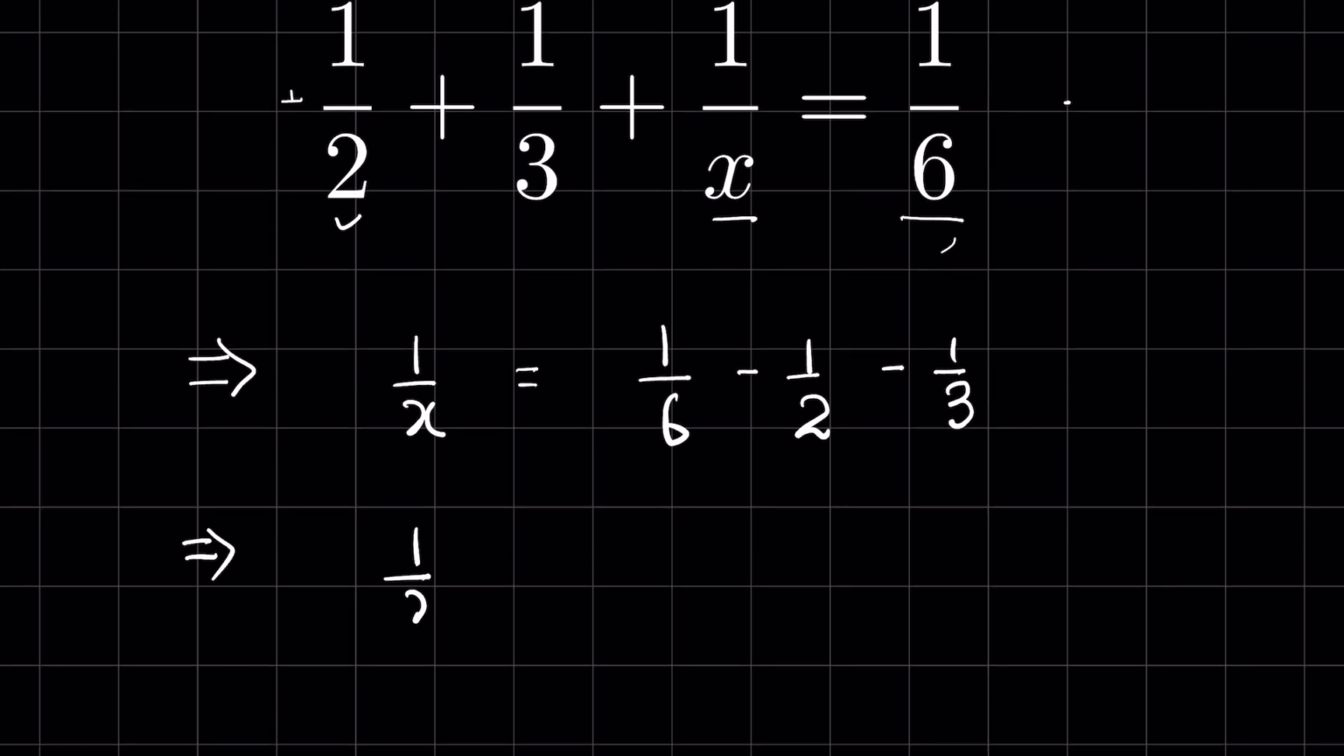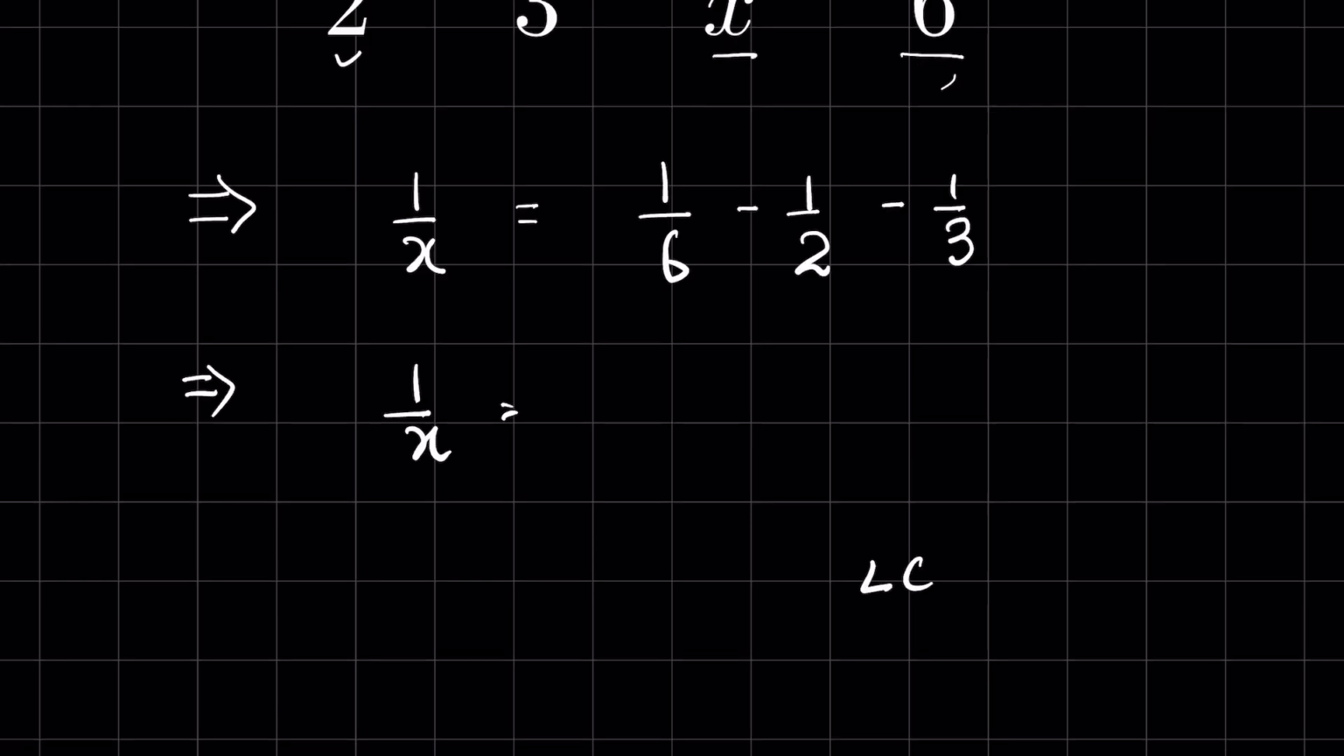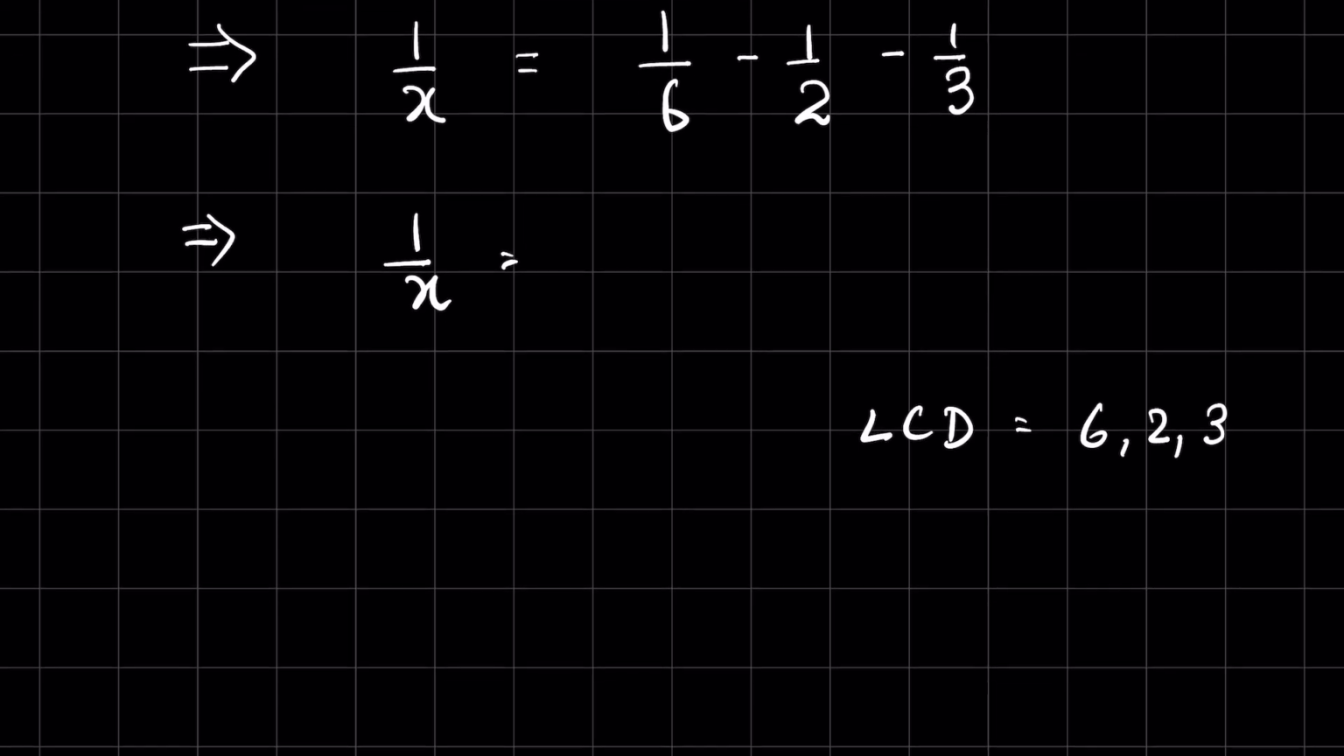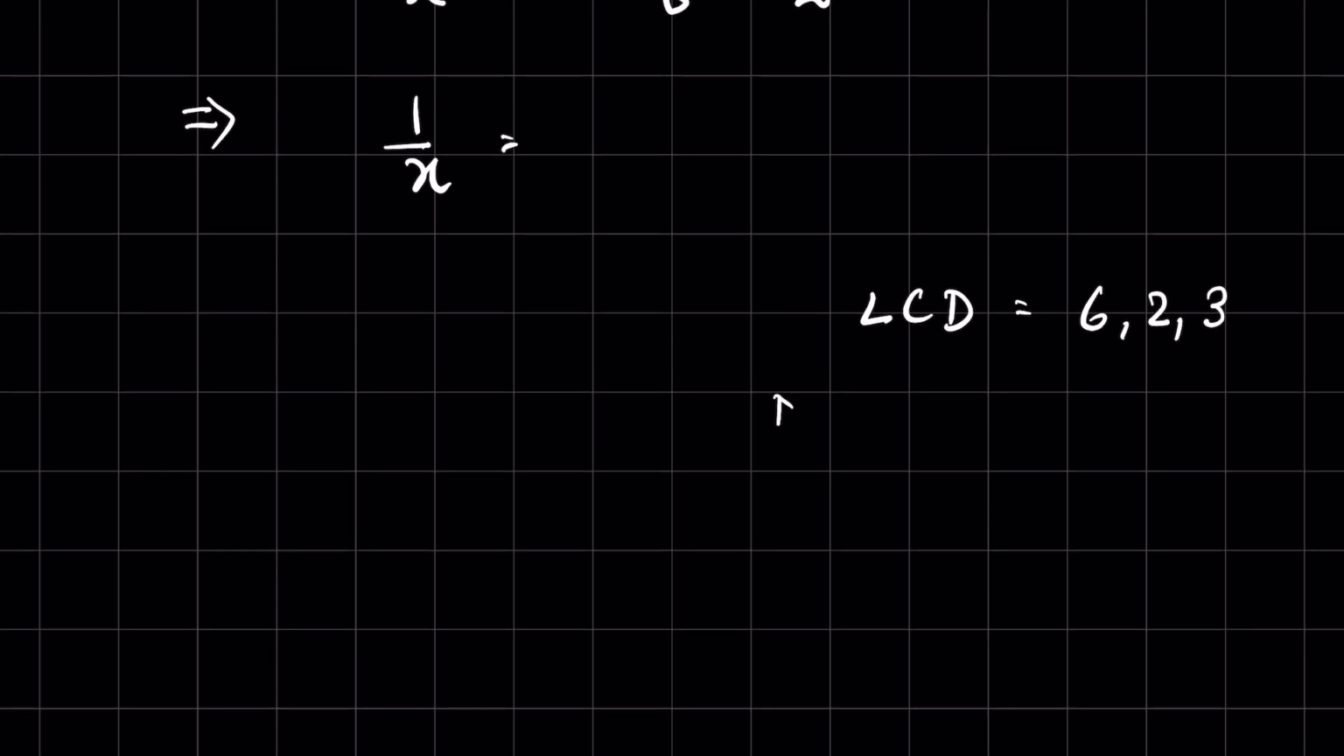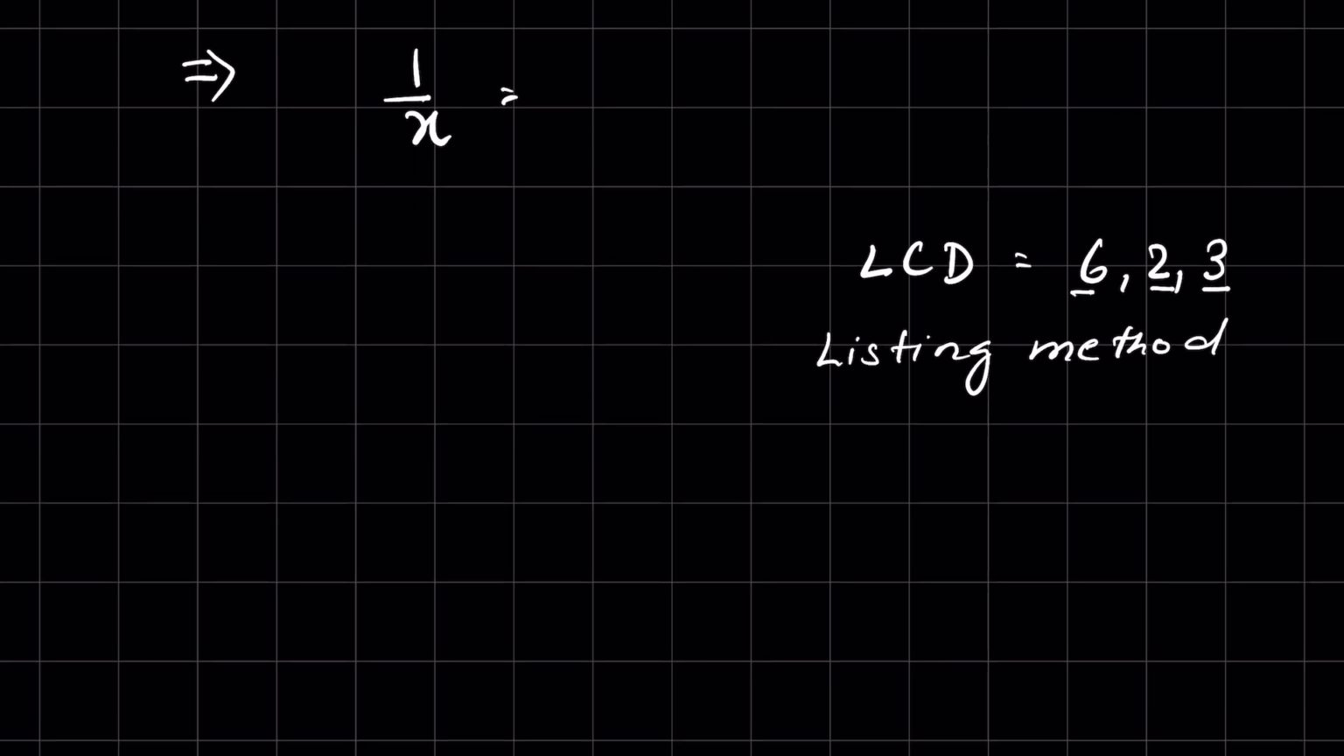Now let's solve the fractions here. First of all, we will find the LCD of 6, 2 and 3. To find the LCD of 6, 2 and 3, there are two methods. The first method is the listing method. In the listing method, we list all the multiples of 6, 2 and 3 and find the common multiple which is common for all three numbers 6, 2 and 3, and that number should be the smallest one.